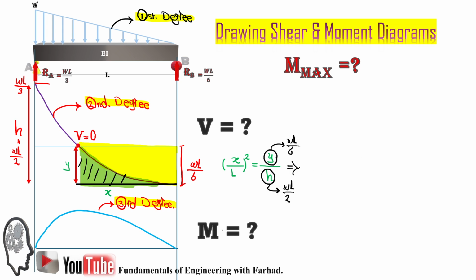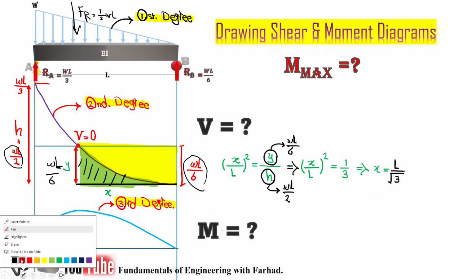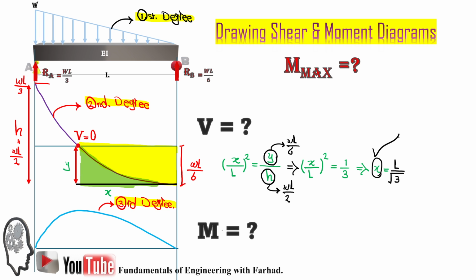And it simply gives us y is equal to WL over 6, because that's the height of this rectangle. And h we already calculated is equal to the overall FR, which is half of WL. So it simply says if x over L squared is 1/3, x is equal to L over square root of 3. So we simply calculated the length of x where the maximum moment applies there.